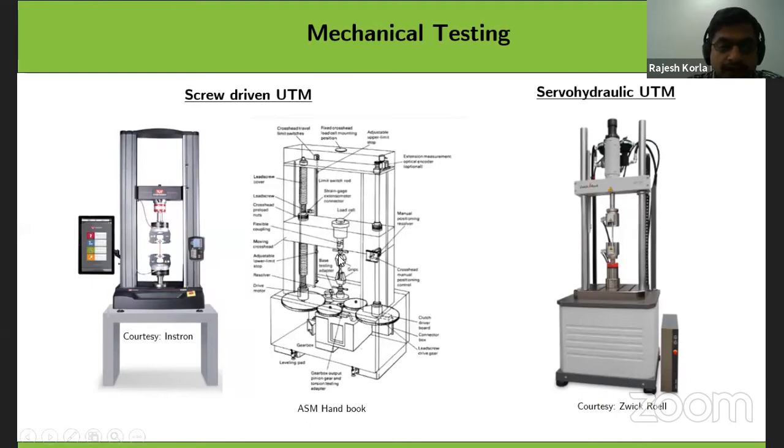But at any cost, the maximum load that you experience during the whole experiment should never cross the capacity of the load cell. Otherwise, it spoils the load cell permanently. So this is basically how the screw-driven machine works.